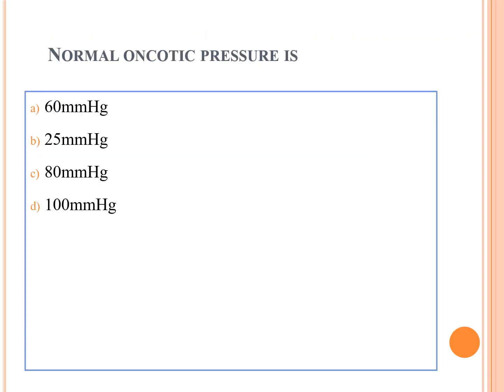Normal oncotic pressure is 25 millimeters of mercury. I told you plasma protein exerts this colloidal osmotic pressure, or we can also say oncotic pressure, which is normally 25 millimeters of mercury. So this is the answer, which is especially exerted by albumin, which is one type of plasma protein.